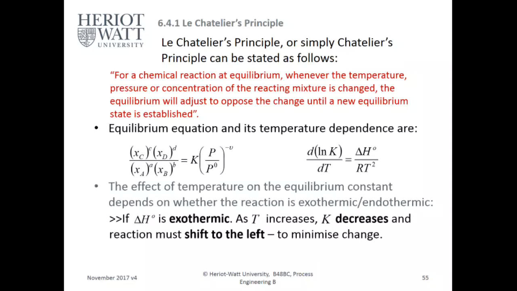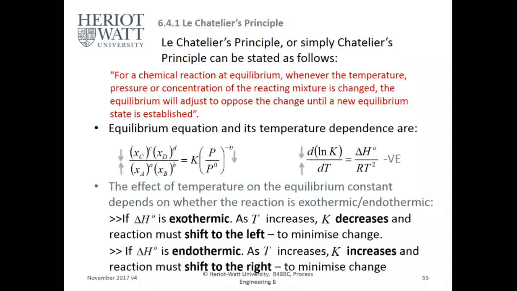If delta H is exothermic, as T increases, K decreases, and the reaction must shift to the left to minimize the change. If delta H is endothermic, as temperature increases, K increases and the reaction must shift to the right to minimize the change. So shifts to the right mean more products, shifts to the left mean fewer products.